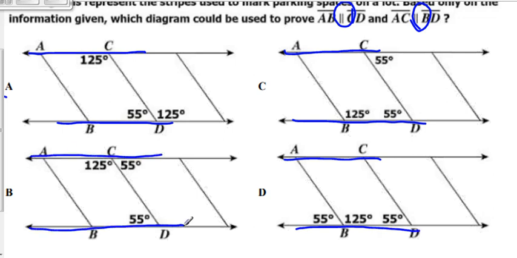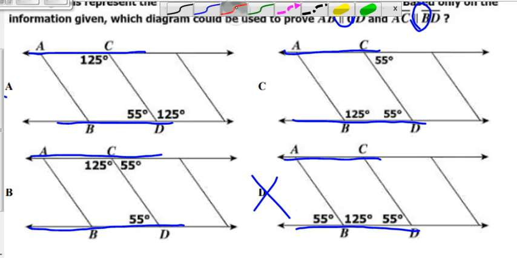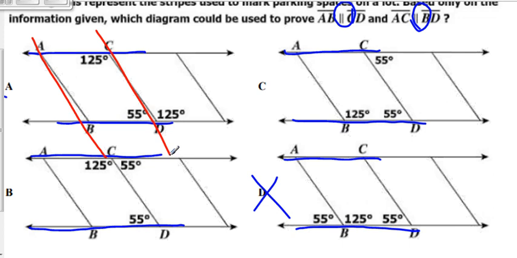Okay, just looking at A, B, C, and D. So looking at A, do I have information on AC and BD? Yes, I do. Looking at B, do I have information on AC and BD? I do. Looking at C, do I have information on AC and BD? I do indeed. But looking at D, I don't have any information about AC. That one's gone. Okay, now I'm going to take my red and I'm going to do AB to CD.